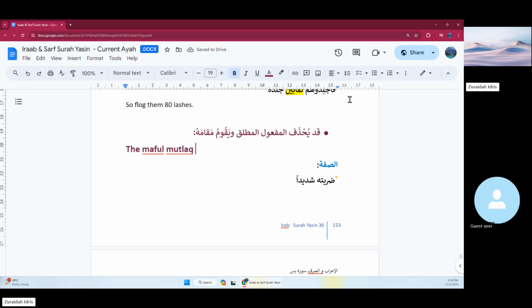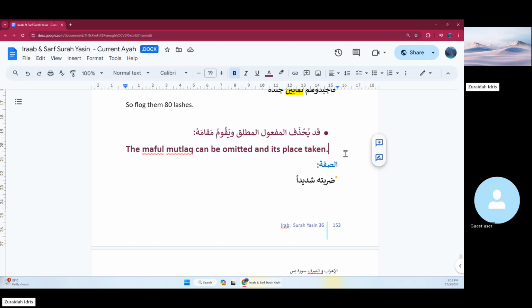Can be omitted, and its place taken by something else. So that means we can drop the maf'ul mutlaq. This is not the case of subhan, which is a different case. In this case, the maf'ul mutlaq itself is omitted, and then something else takes its place.